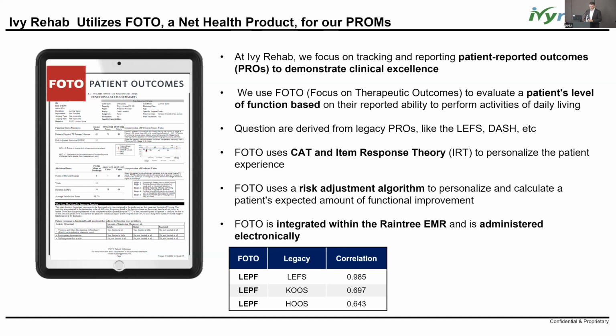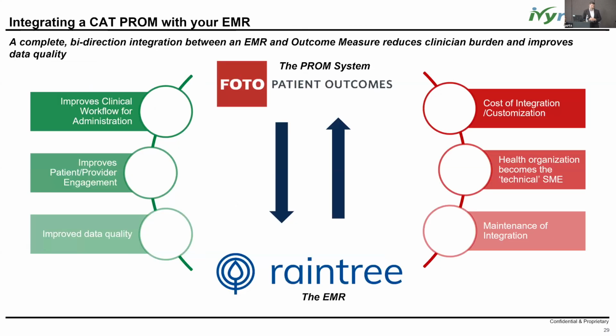The other thing is we fully integrated this outcome tool within our EMR. So we have set up a bi-directional API with our EMR. And there are a lot of good reasons for this. When you're integrating computer adaptive testing into the EMR, which I highly encourage if you're looking at different systems to administer a patient-reported outcome measure, there are a lot of pros and cons to this effort. One of the things it does is significantly improve the clinical workflow.